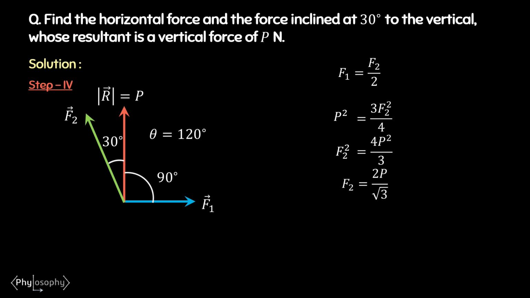So this is the magnitude of one of the vectors, F2. Now if we put this relation in F1 equals F2 over 2, then we can determine the magnitude of the other vector F1, which is P over root 3. So the magnitude of one vector is P over root 3 and the other vector is 2P over root 3.